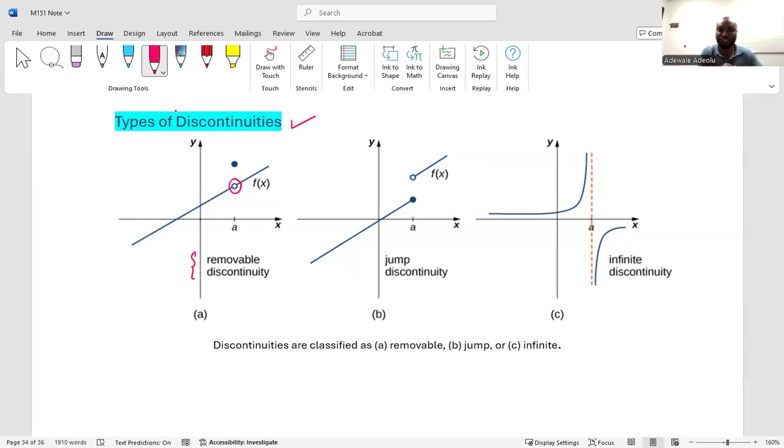Now, a situation whereby the limit from the left is not the same as the limit from the right, so we say there is a jump. So we call it jump discontinuity. And when we have a situation whereby, as you approach that point A, you are having vertical asymptotes, then you say it is infinite discontinuity.